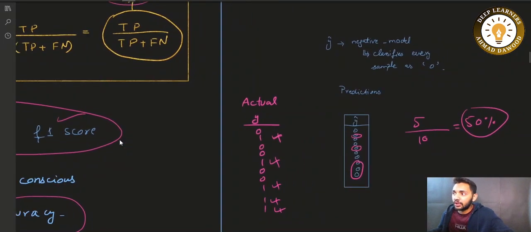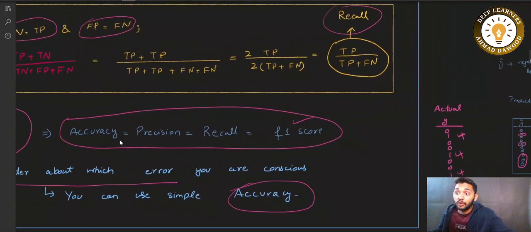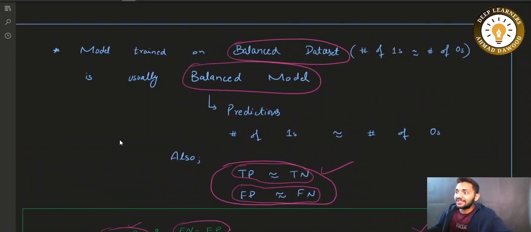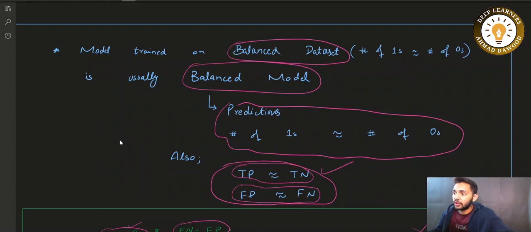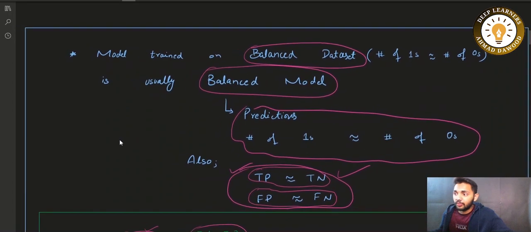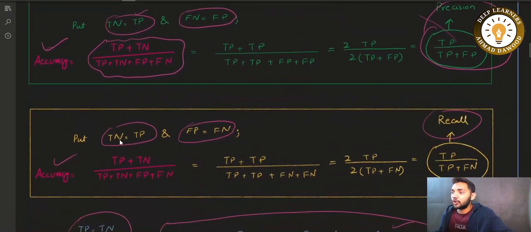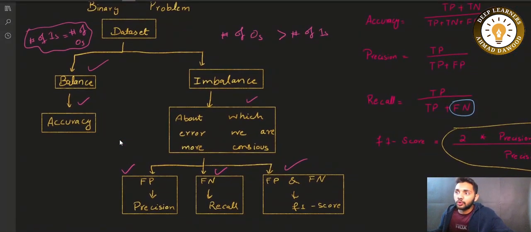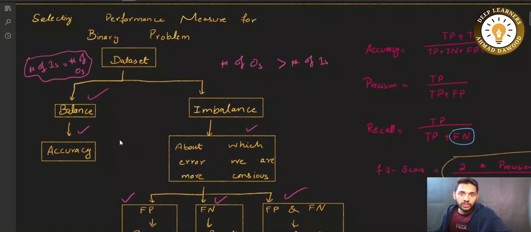So that is in the case of a dumb model, but when you have a normal model and you train a normal model on the balanced data set, most likely you have an equal number of ones and zeros in your predictions, and also your true predictions for both classes will be similar to each other, and the number of false predictions will also be the same for both classes. Okay, so I hope you got the idea why, in the case of a balanced data set, no matter which error you are more conscious about, you can use simple accuracy. Okay, because accuracy can explain all the errors in the case of a balanced model, in the case of a balanced data set.